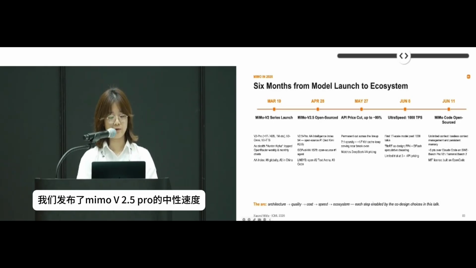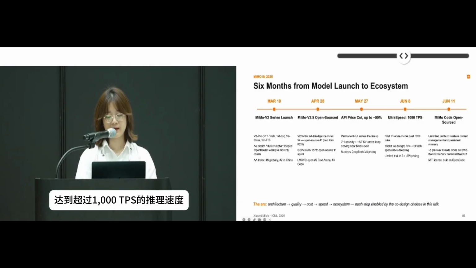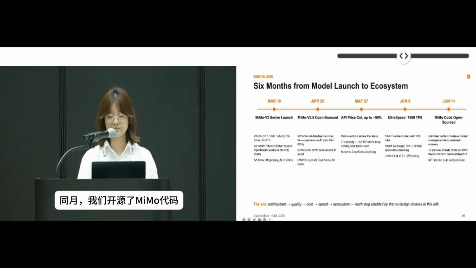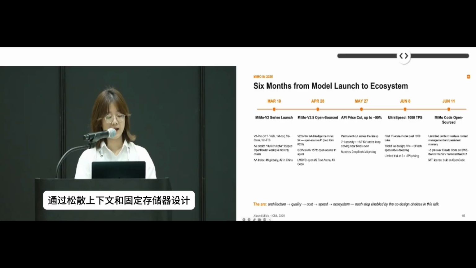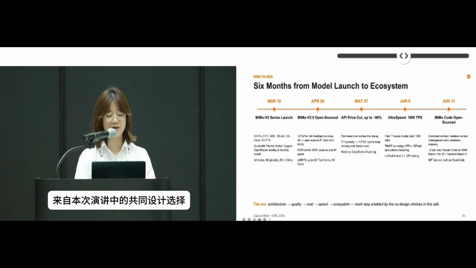In June, we released the ultra speed version of MiMo-V2.5 Pro. The first 1 trillion parameter model that achieves over 1000 TPS inference speed. And in the same month, we open sourced MiMo Code. Its main feature is unlimited context management through lossless context and permanent memory design. Each step, from architecture to quality, cost, speed, and ecosystem, comes from the co-design choices in this talk.